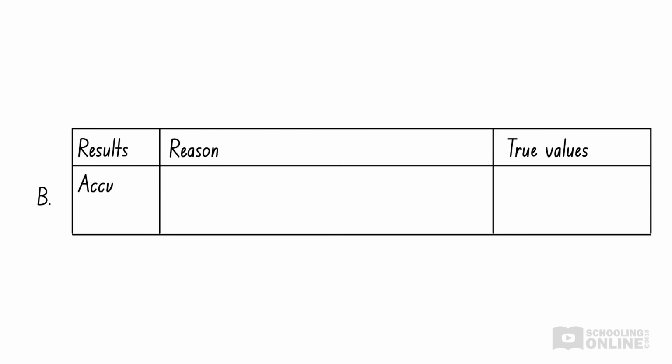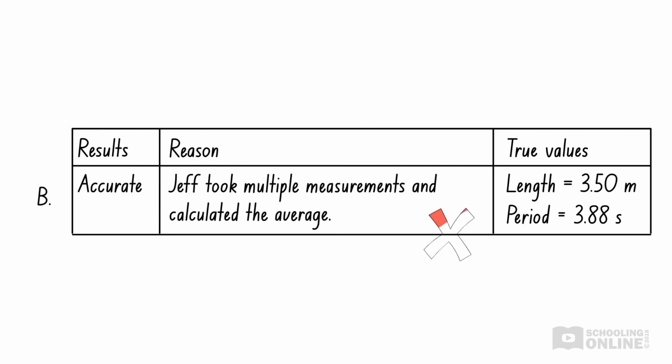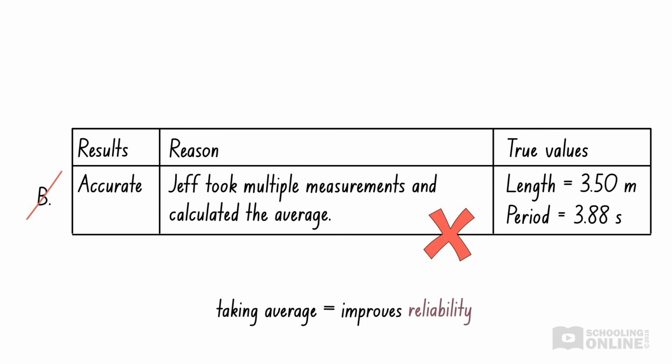Option B describes repeating the experiment and taking an average. This is definitely an important thing to do, but it has no effect on the accuracy of the data. Remember, accuracy is about how the equipment is used and how the experiment is performed. Instead, taking an average improves the reliability of data, which refers to repeating experiments and obtaining similar results each time. As reliability does not affect accuracy, option B is incorrect.